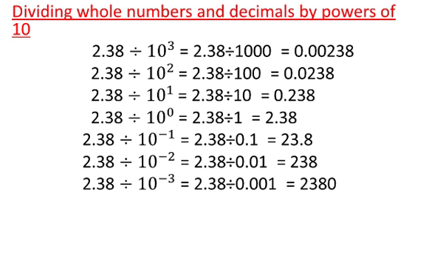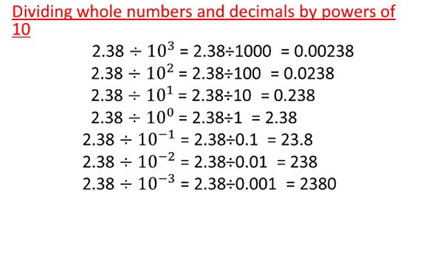2.38 divided by 10 to the power of 1. 10 to the power of 1 is the same as 10, so it will come 0.238. 2.38 divided by 10 to the power of 0. 10 to the power of 0 is the same as 1, so the same number. 2.38 divided by 10 to the power of minus 1. It will come 2.38 divided by 0.1. Dividing by 0.1 or 1 over 10 is the same as multiplying by 10. So in this case we can do 2.38 multiplied by 10. It will come 23.8.